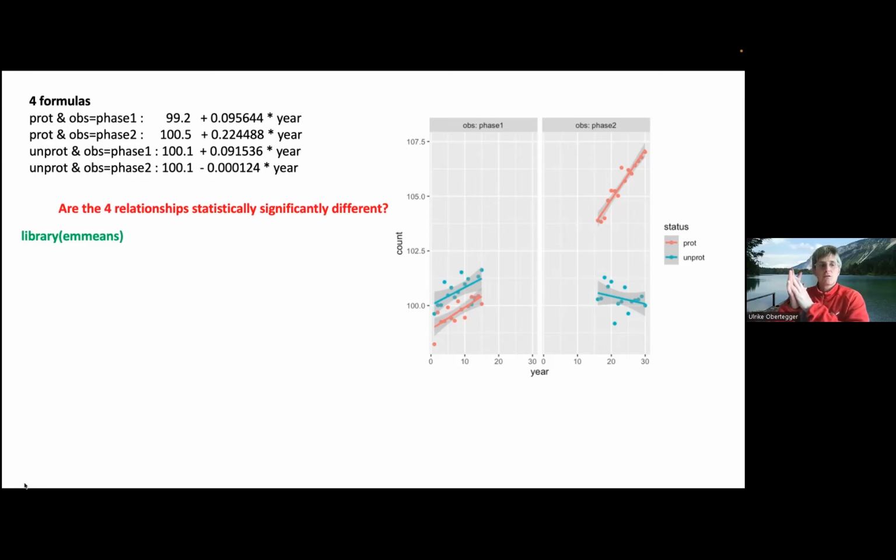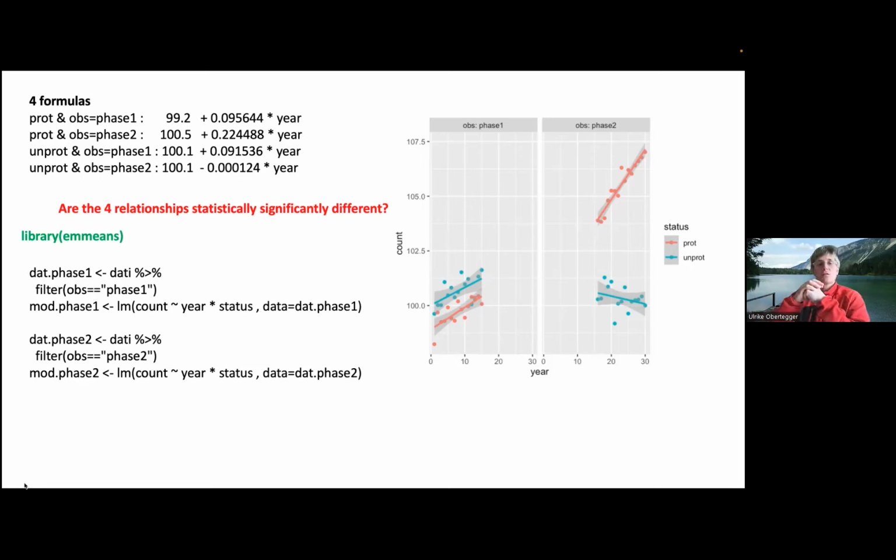Library emmeans is the successor library of lsmeans, if somebody already knows it. And this does post hoc testing. It's your best friend if you want to do post hoc testing for linear trends and for ANOVAs. So with emmeans, the only thing that you have to do is split the data in the 2 periods, for phase 1 and for phase 2. I show you here, you do this with tidyverse.